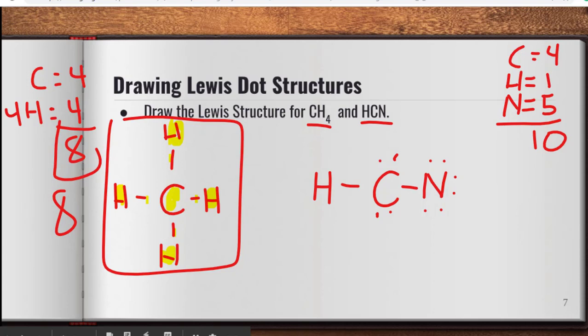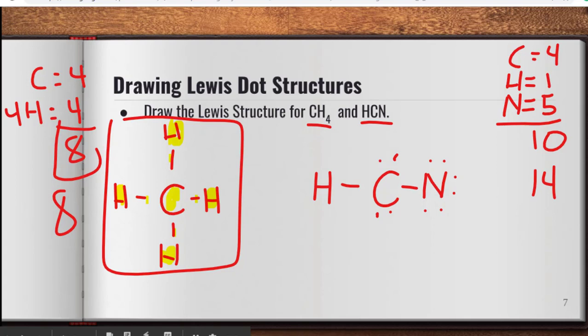So I take a look. I'm going to count up the total number of electrons I put in my structure. If it equals 10, we're done. So we got 2, 4, 6, 8, 10, 12, 14. So I have a total of 14 electrons in my structure. So that's not going to work.